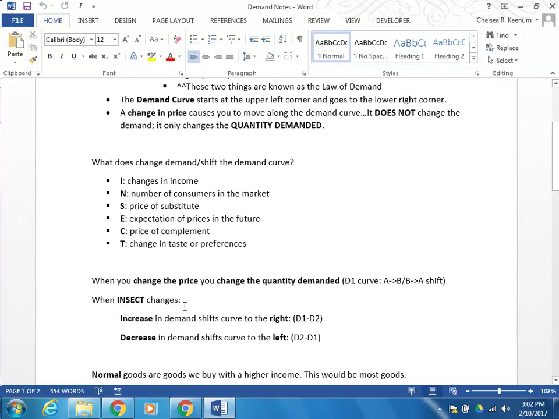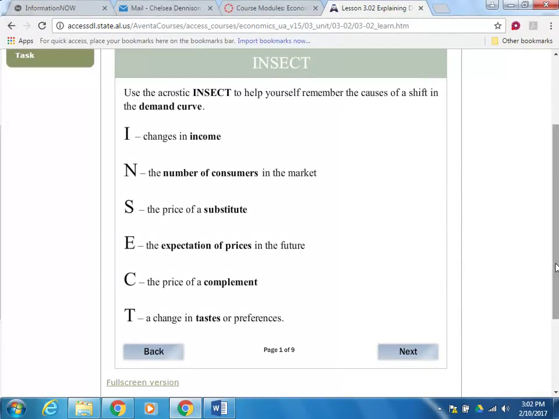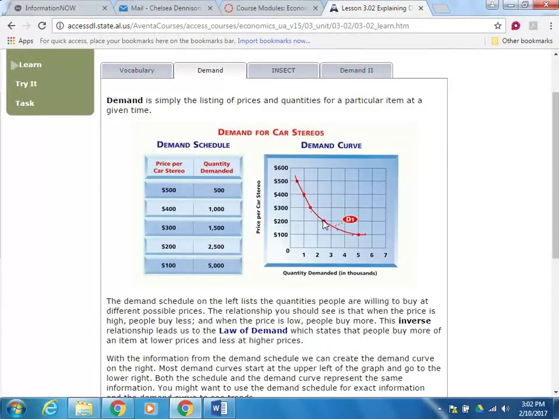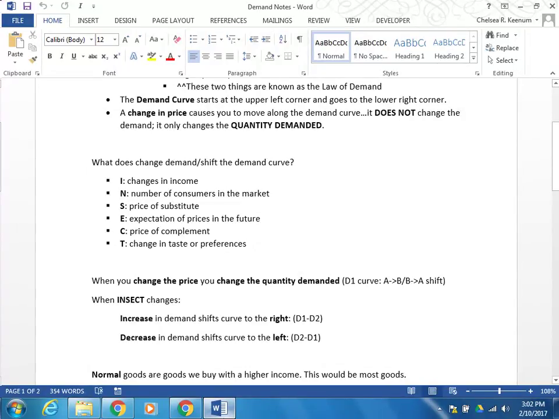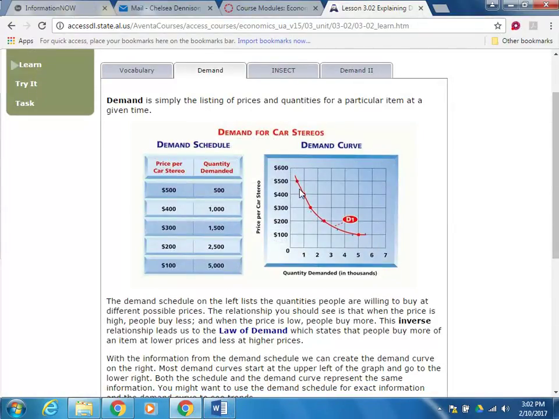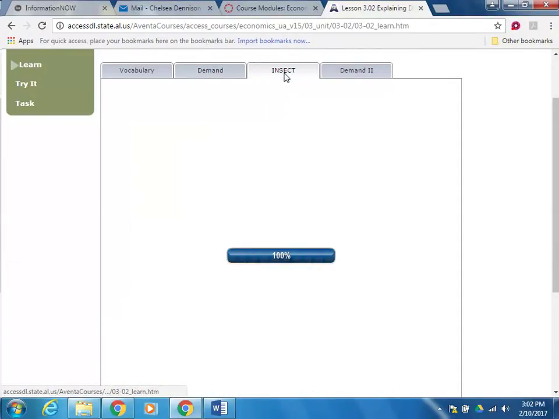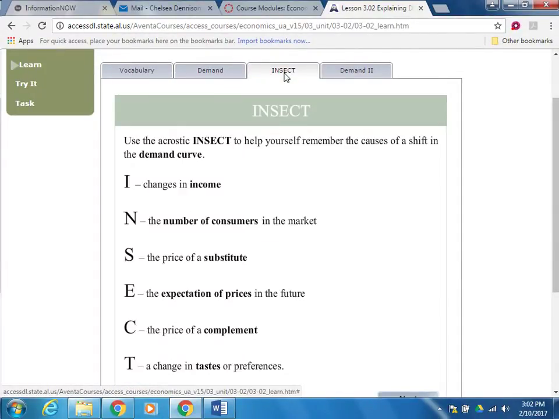When one of these determinants changes, if there's an increase in demand, the curve is going to shift to the right. So what that means is the whole curve is going to move this way to the right. If there is a decrease in demand, that curve is going to shift to the left, so it's going to shift this way. Or I guess you could say up or down. Increase goes up because it does kind of look like things are going up. Decrease goes down. Okay, but changing the price, it only changes these little points right here. That's all that changes.